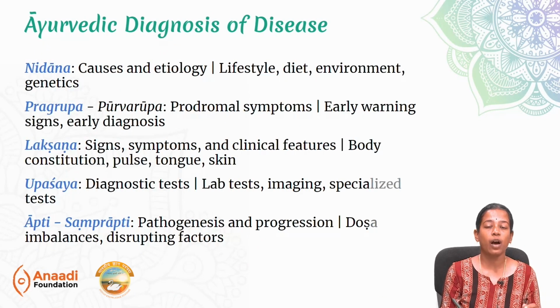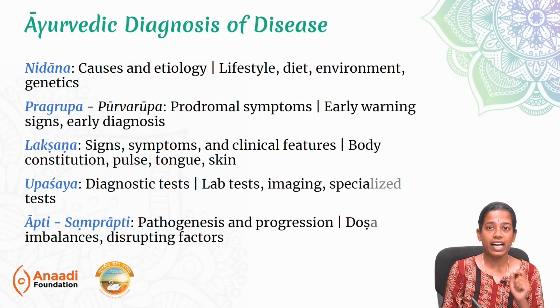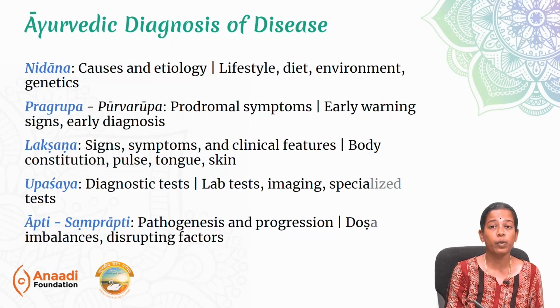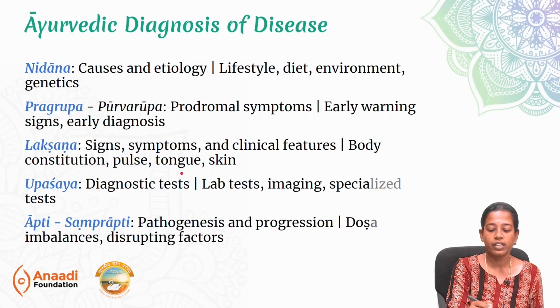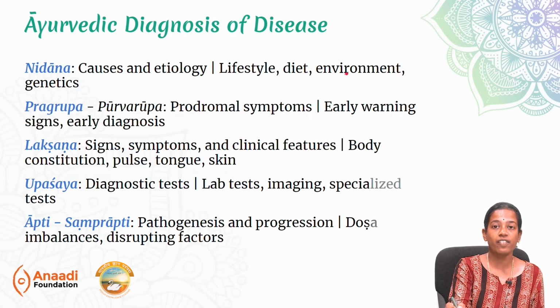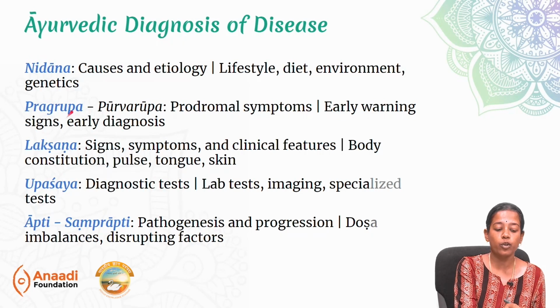Now we have seen how a Vaidya examines a patient. Let's try to understand how he will diagnose the disease. So there are 5 critical aspects that he will look for while trying to diagnose. Number 1 is Nidhana, where he understands the cause and the etiology. This will include lifestyle, diet, environment and genetics. Second is Pragrupa or Purvarupa.